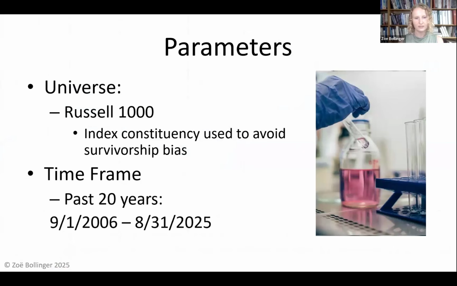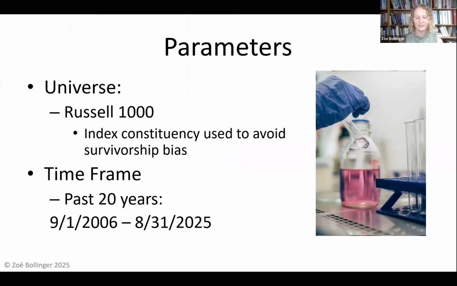So from a universe standpoint, I'm using the Russell 1000. It's a large cap US index. And through Norgate data, I'm using index constituency to avoid survivorship bias, because I picked a quite long test time frame here just for demonstration purposes.